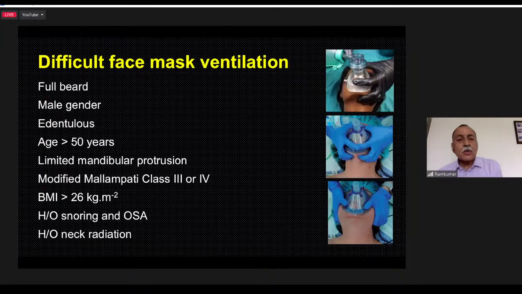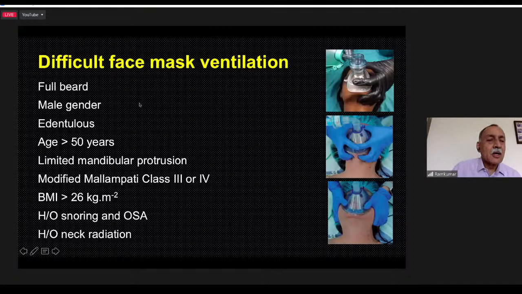So let's first look at what are the factors that lead to a difficult face mask ventilation. Now, in this slide and the next four slides, you'll find a list of anatomical factors that will contribute to difficulty in airway management. All of this is available in the textbooks. So I will just highlight some of the important ones.